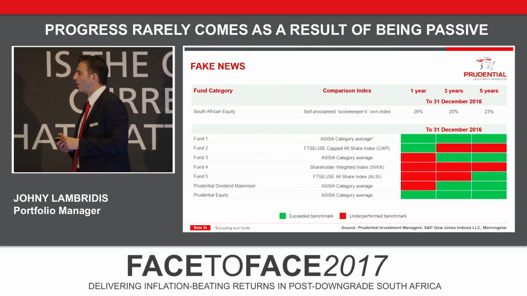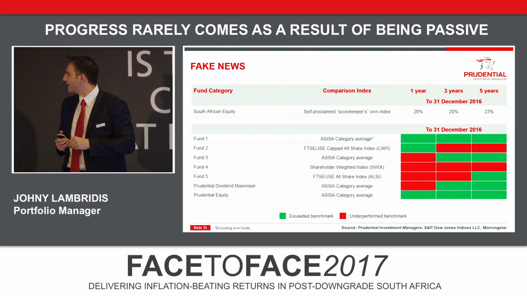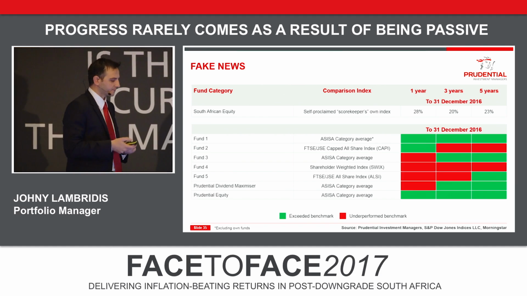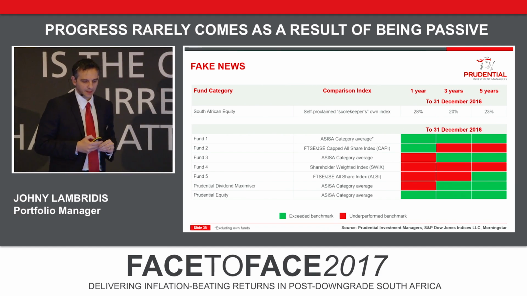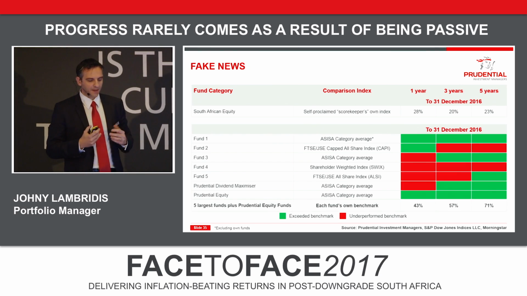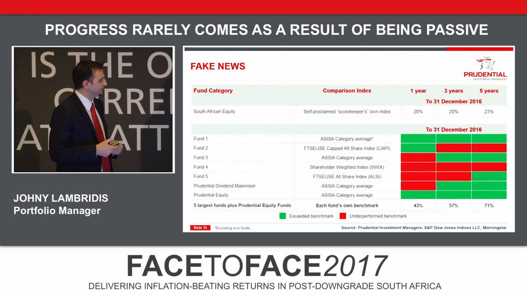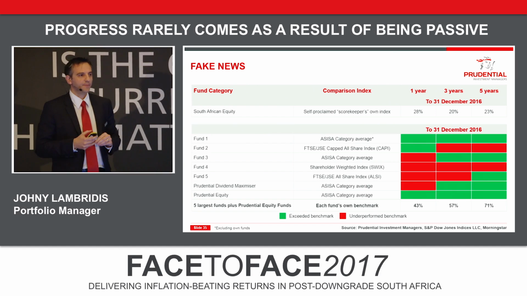We've taken the 5 largest funds in the general equity category, as well as our 2 funds, and we've compared each fund against that fund's benchmark. Green represents outperformance of the benchmark, red obviously underperformance. And our conclusion is almost diametrically opposed to the above survey. Effectively, 71% of these funds are actually outperforming their benchmark.